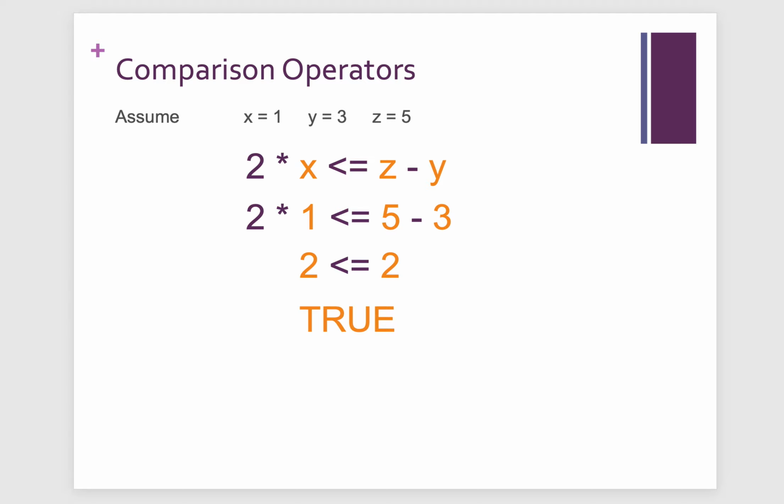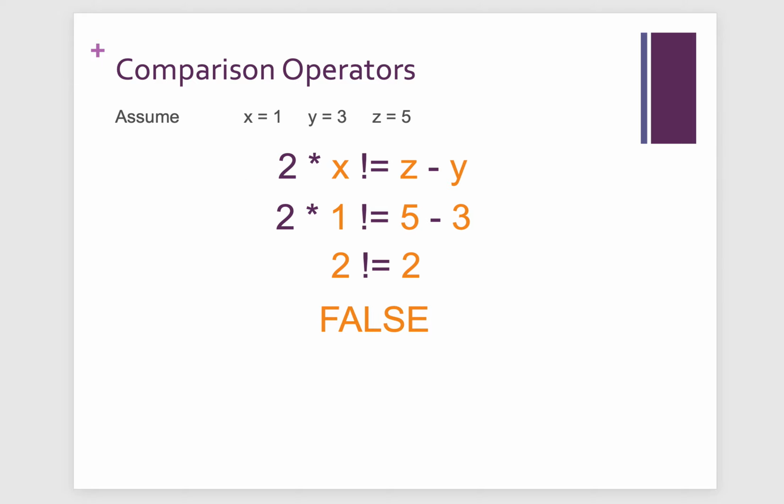Now, looking at that same equation, let's change this comparison operator to not equal to. So if it was not equal to, and we had 2 not equal to 2, that is false. 2 is equal to 2, so it is false. These kind of trip people up sometimes, so just say it out loud and it'll help you. Like, 2 not equal to 2? No, that's not right. That's false.